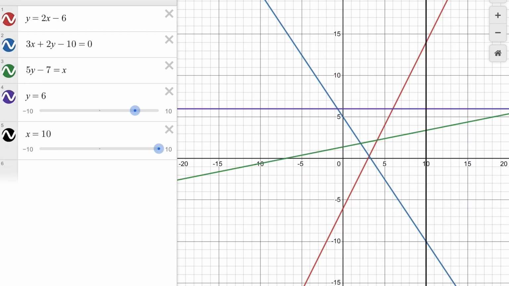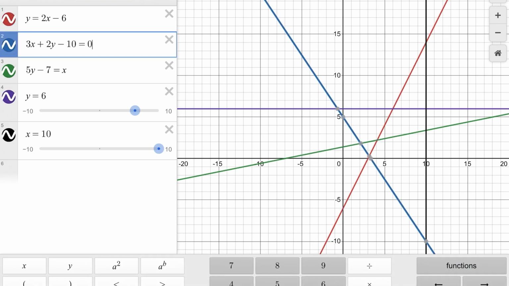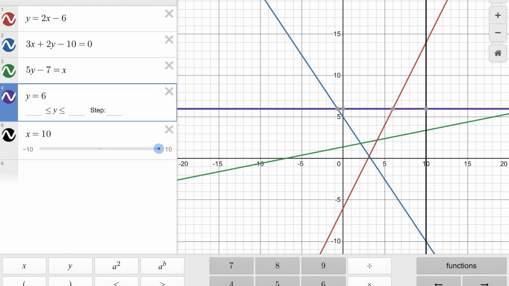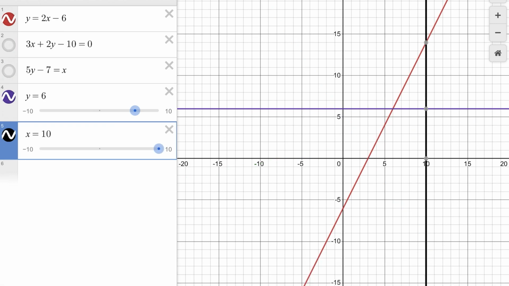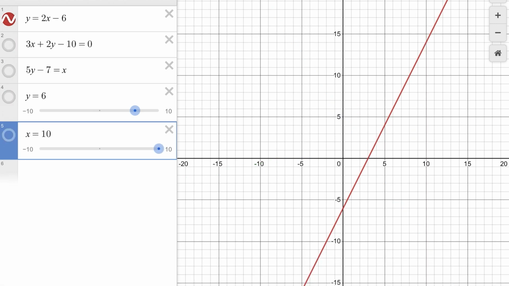Okay, so on Desmos, I've graphed out a bunch of different lines in all different kinds of forms. So we've got slope-intercept form, we have standard form. This is a little variation on standard form. Slope-intercept form, we've got all different kinds of equations. But I want to just look and see what our x and our y-intercepts are.